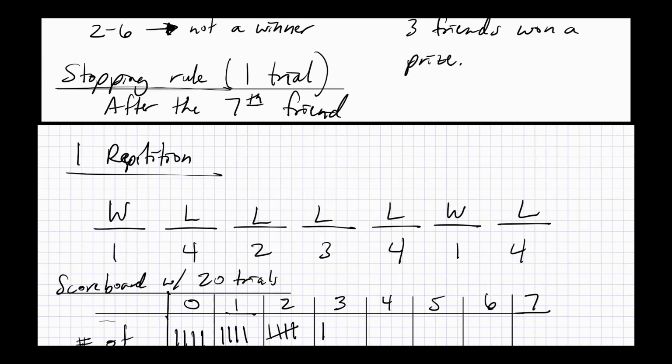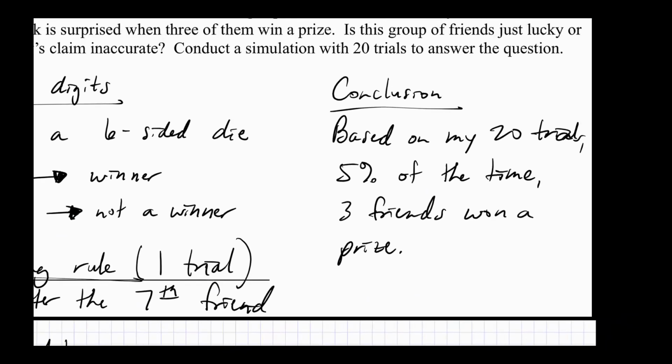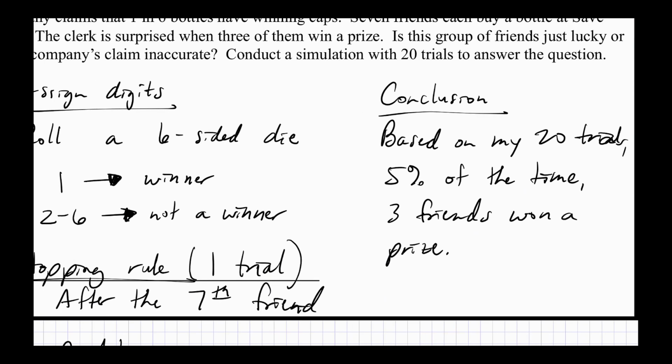So the conclusion. Based off of all that, how do I conclude it? Well, you have to answer the question, right? What was the question? Is this group just lucky, or is the company's claim inaccurate? Based off my 20 trials, 5% of the time 3 friends won a prize. Now, I would say if you didn't have anybody for 3, how many did you have that had more than 3? So I would change it to say 5% of the time, 3 or more won a prize.